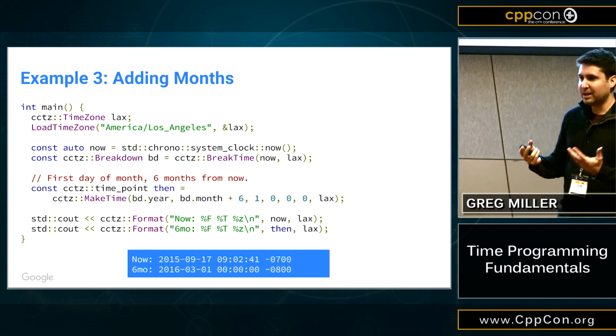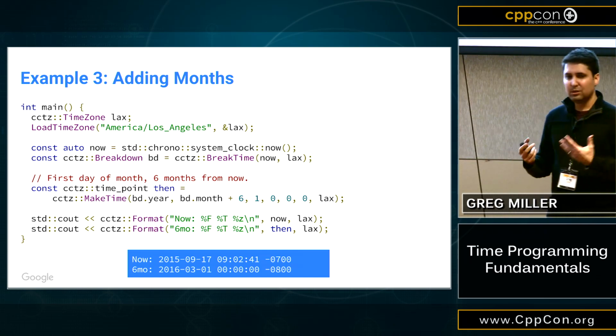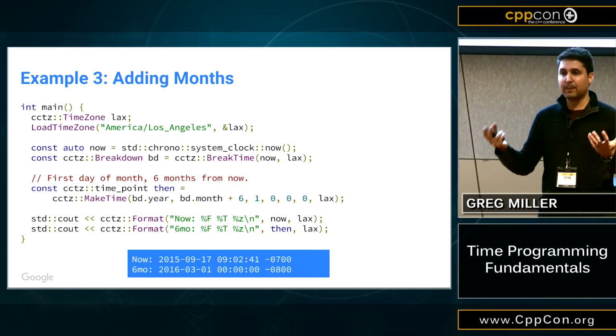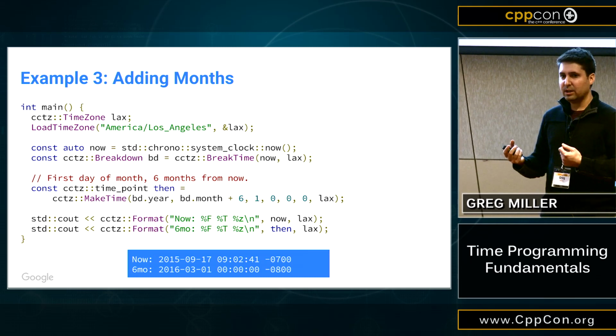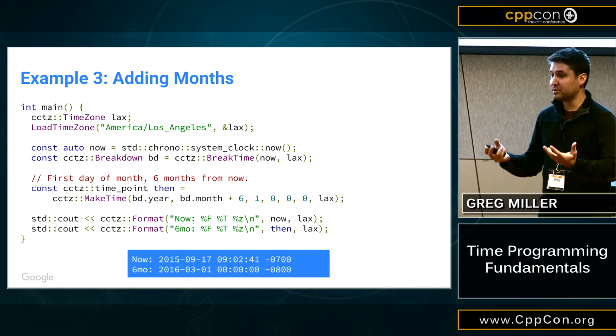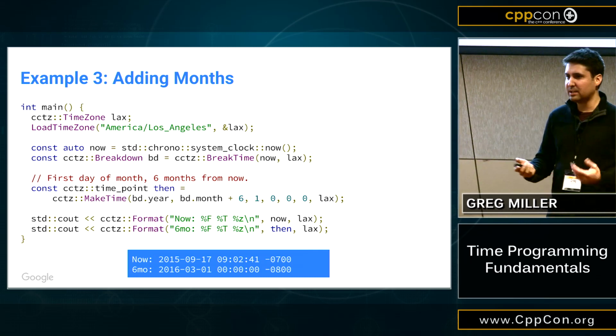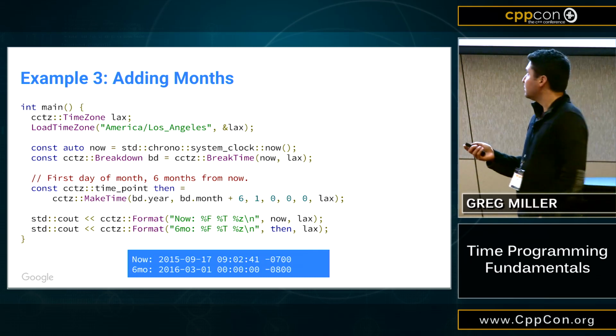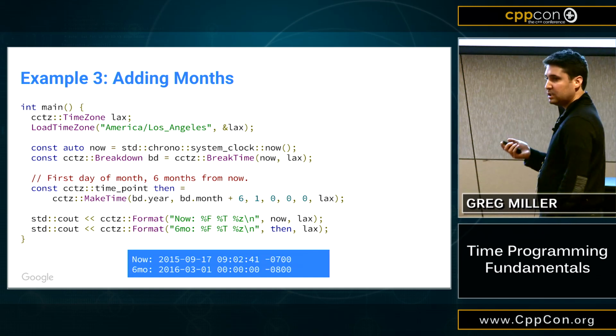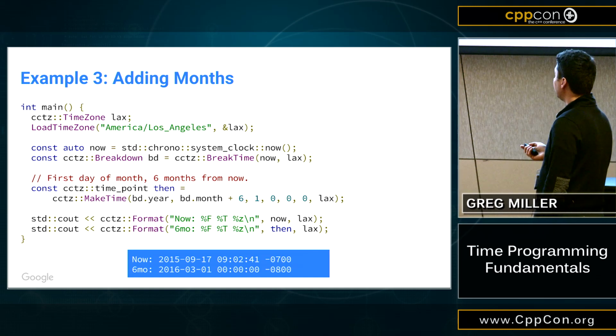So this is fundamentally a civil time computation. You can't add months in the absolute time domain. There's no std::chrono months duration. That doesn't really even make sense. It's not the right question to ask. So if you want to think about adding months, you really need to be doing that in the civil time domain. And I'm going to show how you can do that with CCTZ.